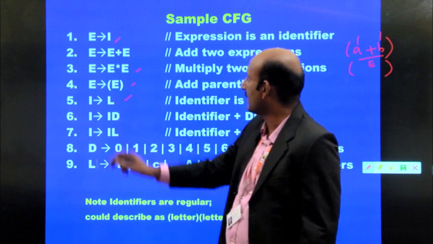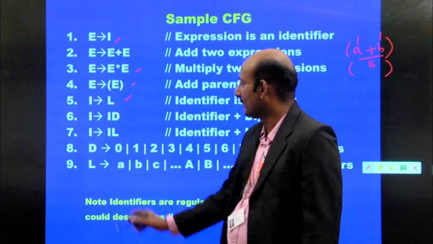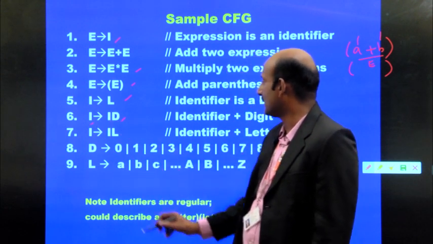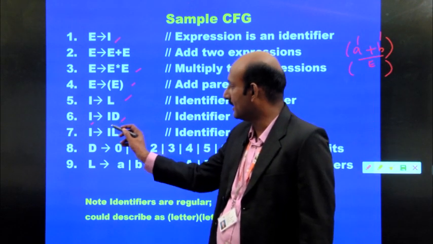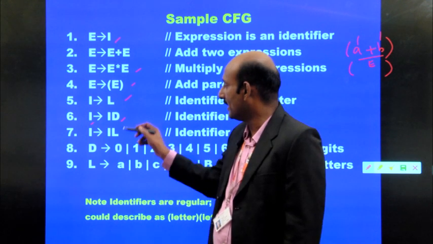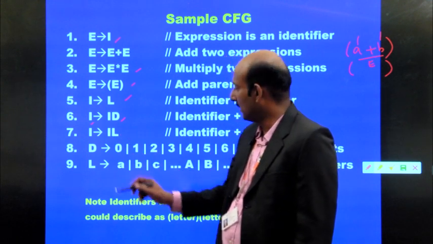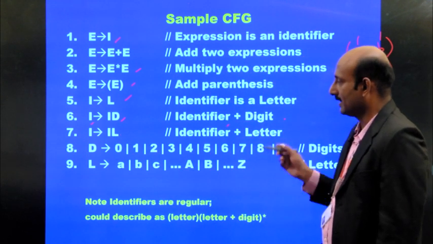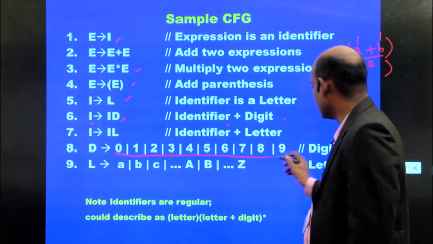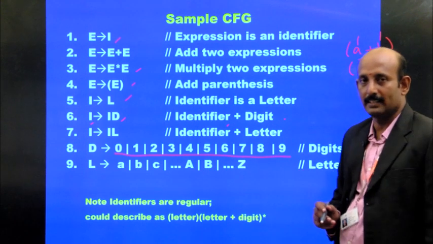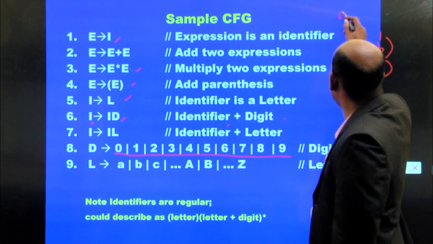And E may be taken as an identifier I. This identifier becomes a single letter, and it may be replaced by an identifier followed by a digit, I implies ID. I stands for identifier, followed by a digit. And one more alternative production, I implies IL, I stands for identifier followed by a letter, and D stands for 0 to 9, that is the digits. D may be any of 0 to 9. For example, A plus 5.